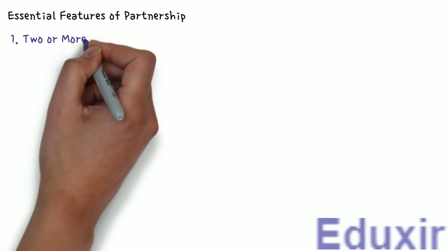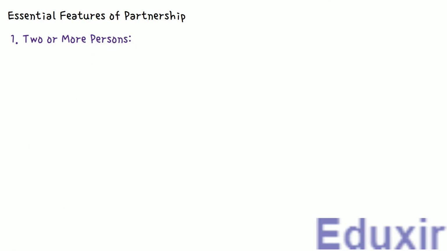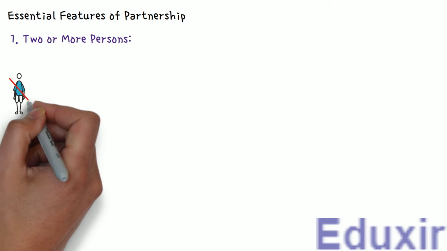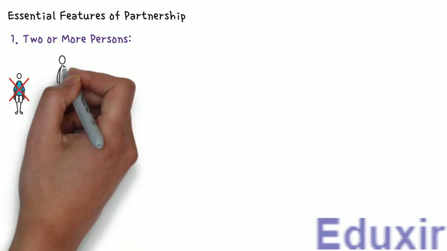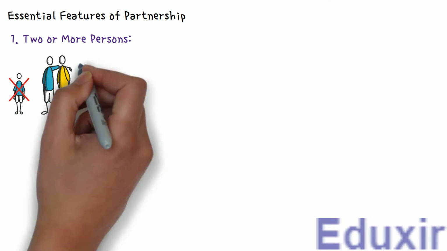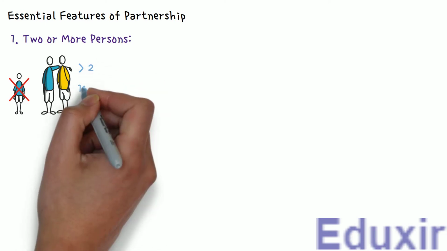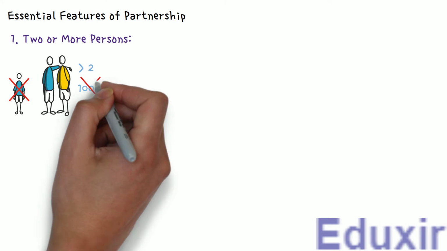The first feature of partnership is that there should be two or more persons. In other words, if there is just one person, that one person cannot form a partnership. There should be a minimum of two persons. There could be more than two also. That doesn't mean that we can have 1000 partners. There is a limit to this.